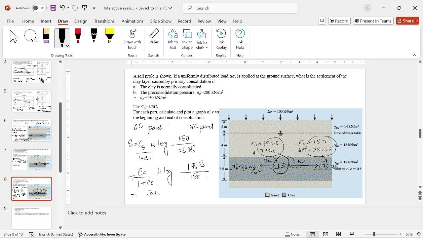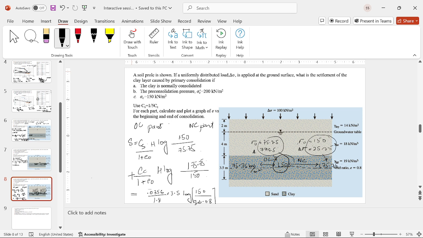0.0356 over 1.8, into 3.5, log 150 over 76.08, plus, this was actually 75.75, 0.178 into 3.5 divided by 1.8, into log of 175.75 over 150, and this will come out to be about 44.5 mm.